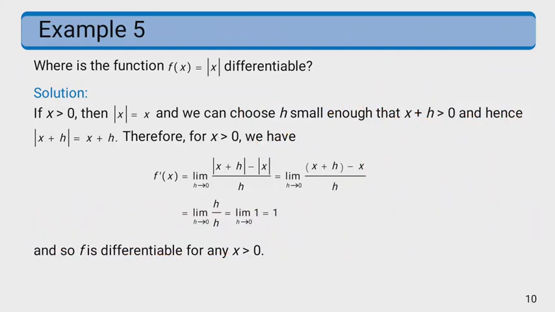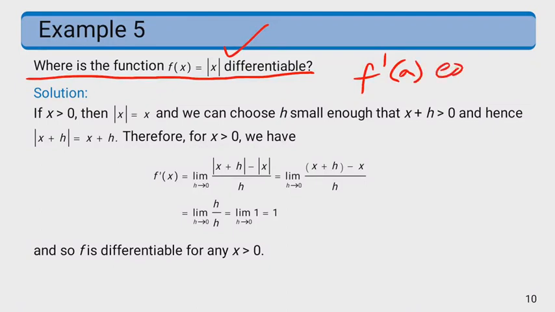Example. So let's look at this one as our example. And the question is, where is the function f of x which is equal to modulus of x differentiable? But remember, we said it will be differentiable at a point a if f prime of a exists. That means if f prime of a exists, then we can say this function is differentiable.